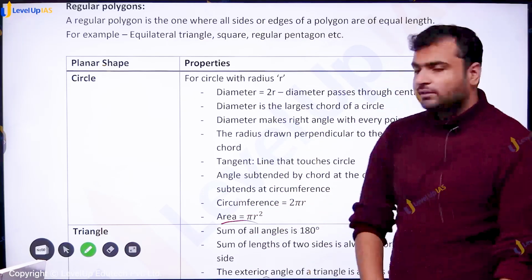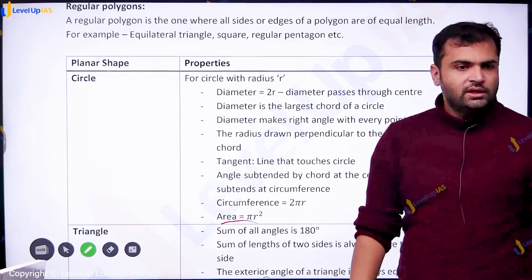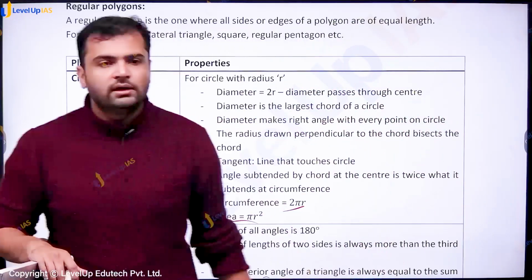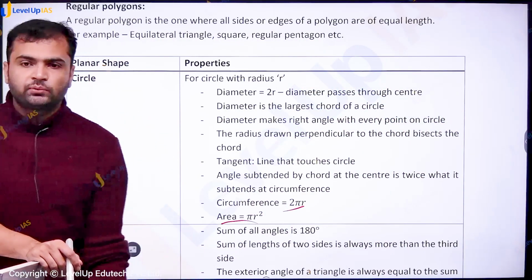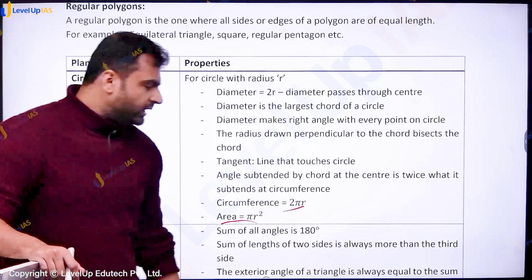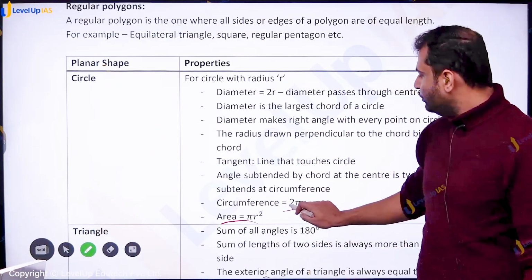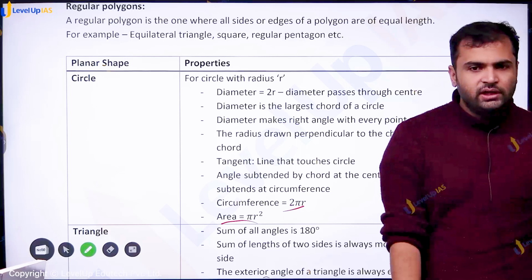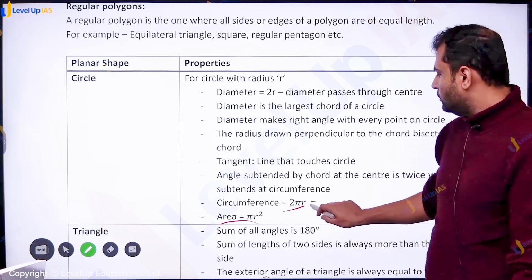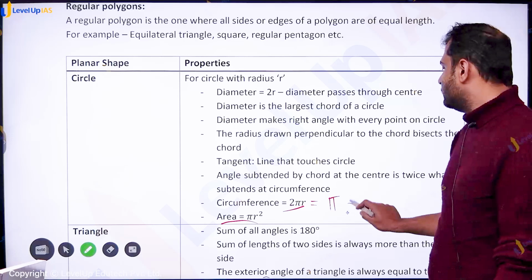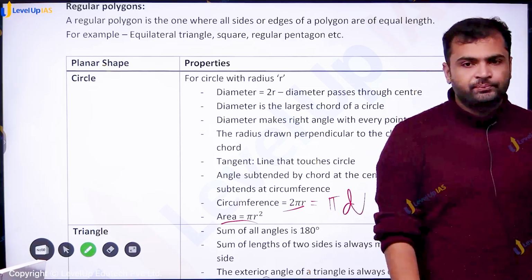And lastly, area of circle is pi r square and circumference of circle is 2 pi r, where r is the radius of the circle. Area is pi r square and circumference is 2 pi r. This 2 pi r is nothing but, 2 into r is diameter, no? It can also be written as pi into d.